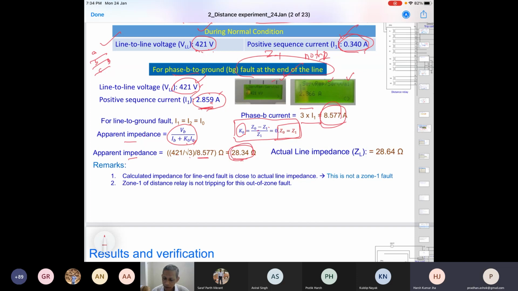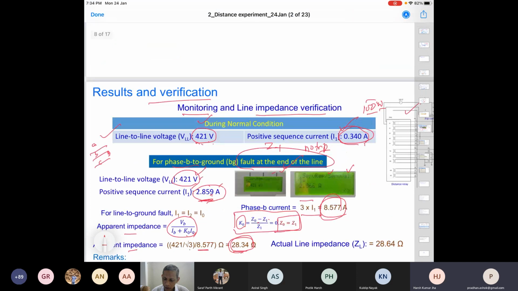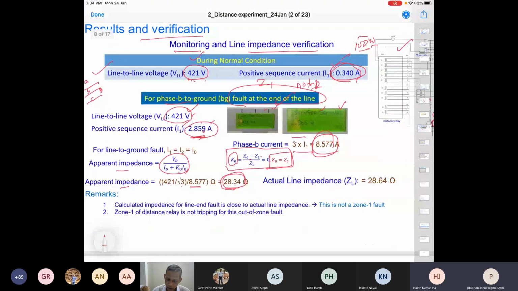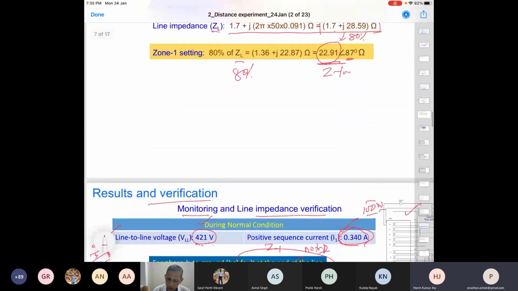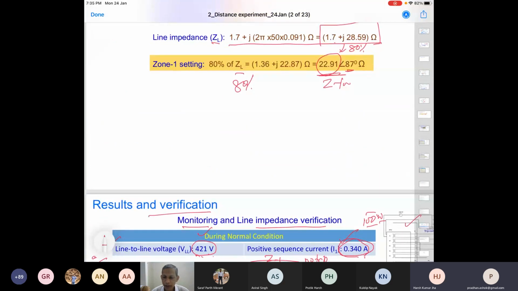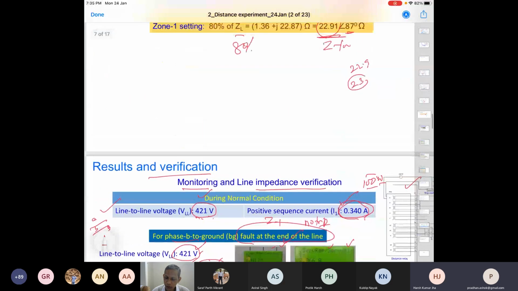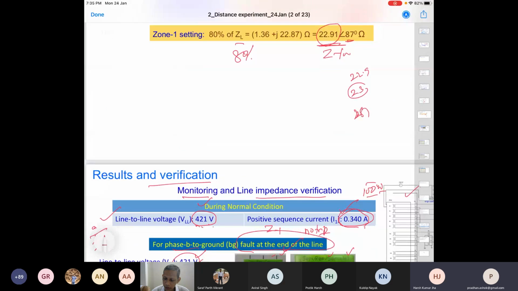But what is our setting? The apparent impedance is 28.34 ohm, whereas the actual is 28.64. But we know that our setting is 22.91, close to 23. And now the impedance which is being seen by the relay is 28. So this is higher. Z apparent is higher than the 23, not less. Therefore it is not going for any trip decision. This is a no trip situation.